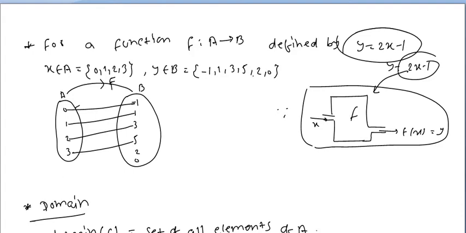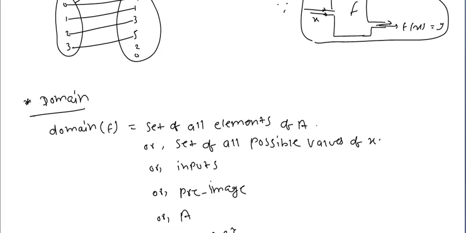That is the association of the elements of A with the elements of B. Suppose a function is nothing but a machine. This is a machine f in which we put an input x and it gives output f(x), that is equal to y. So this is the association of the elements.